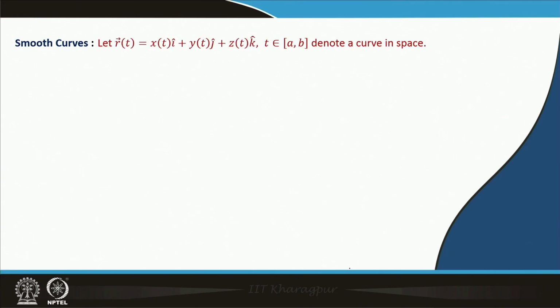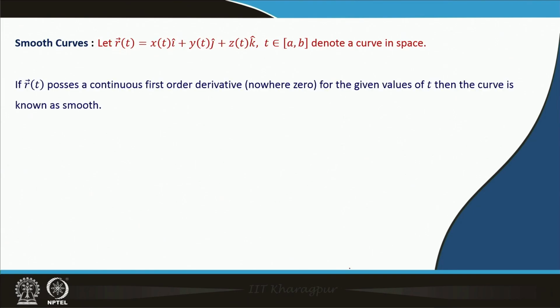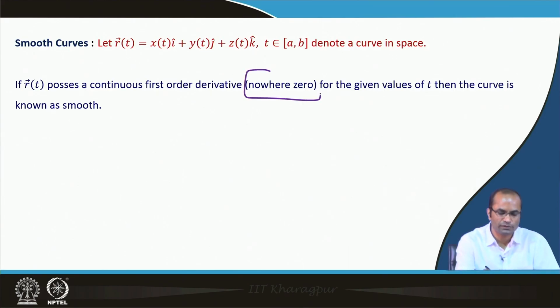So, what are the smooth curves? Let R(t) = (x(t), y(t), z(t)) denote the curve, and this R(t) possesses continuous first order derivatives and is nowhere 0. Later on we will explore why this nowhere 0 is needed. So, for all values of t, this vector should be non-zero, and then the curve is known as smooth.